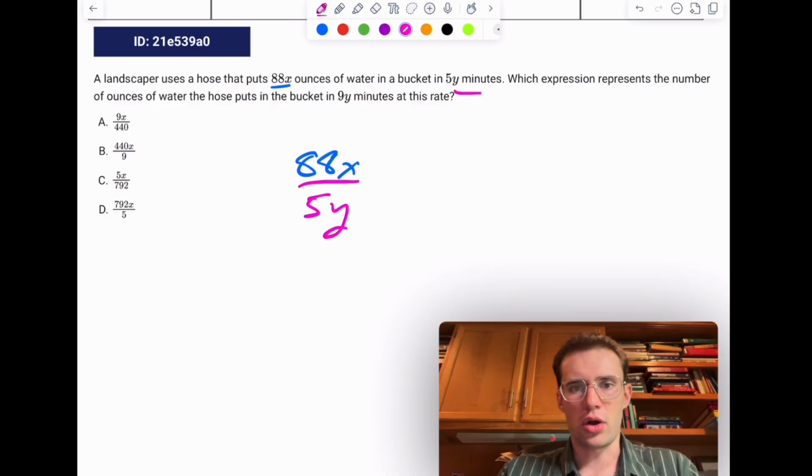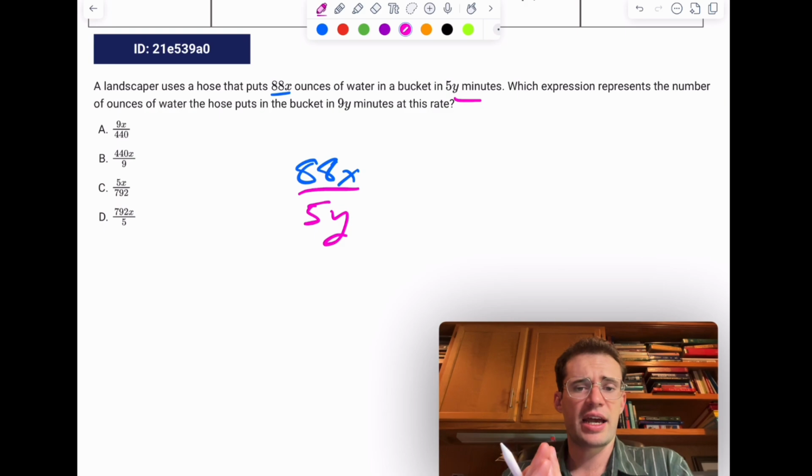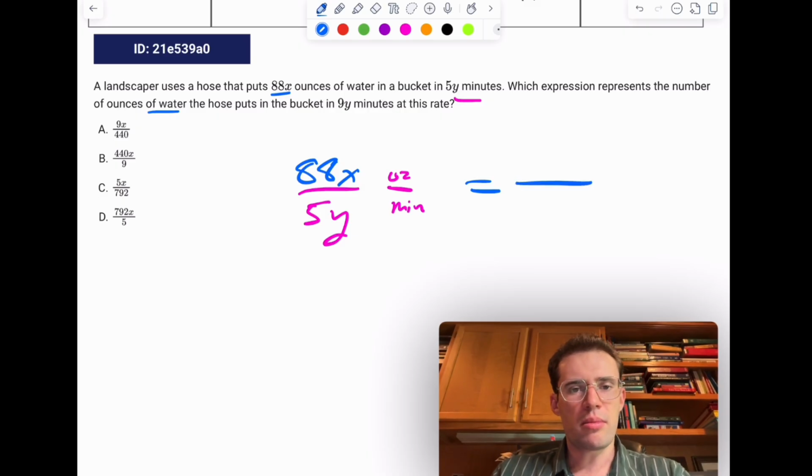And it doesn't say anything about like hose A and hose B or something like that. But we've just got this one hose does 88x ounces of water, maybe I'll write ounces, in this many minutes. So ounces per minute. So this gives you that rate. Which expression represents the number of ounces of water that the hose puts in the bucket in 9y minutes at this rate? So basically this is equal to some amount of water.